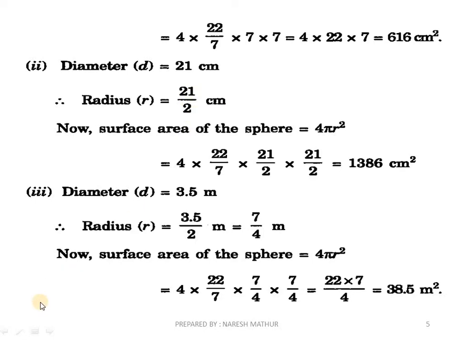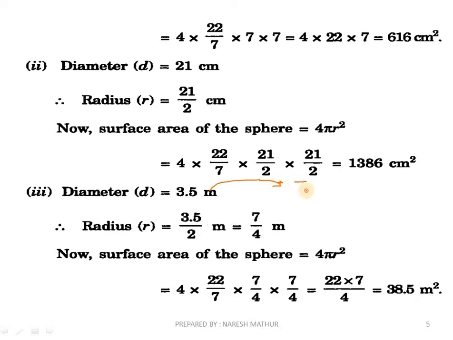In the second one, 21 centimeter is given as diameter, and then the radius will be 21 by 2, and we just put the value of r in the formula and we can get the answer as 1386 centimeter square.